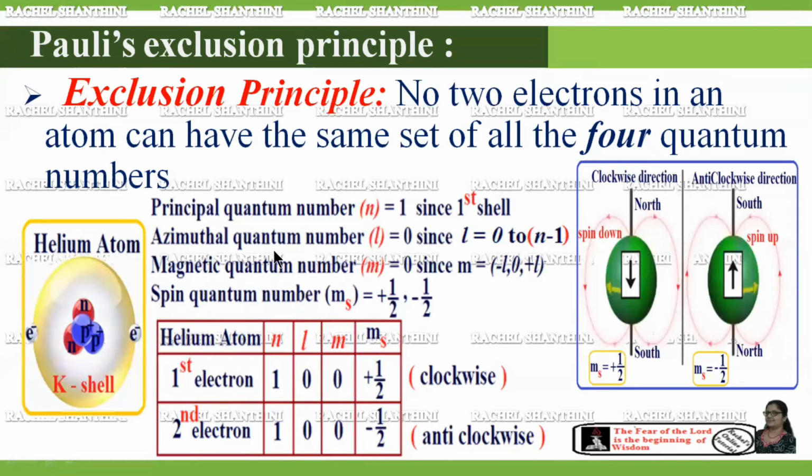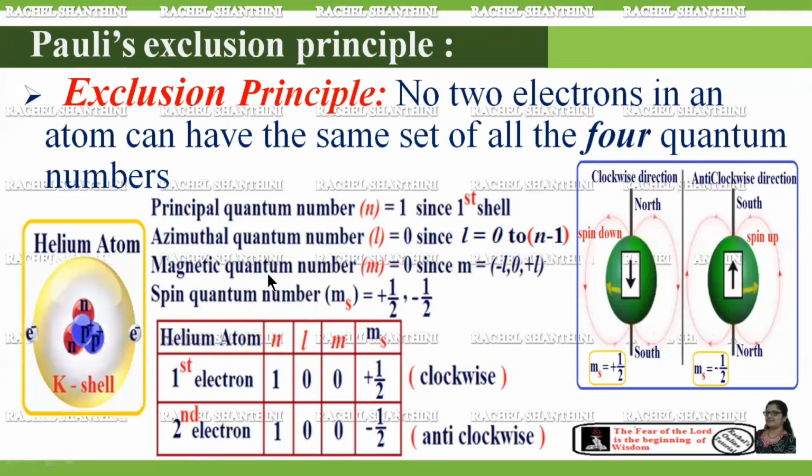Coming to the azimuthal quantum number l. The azimuthal quantum number l value ranges from 0 to n minus 1. In our case, what is the value of n? n equals 1. So 1 minus 1 is 0. So the value of l equals 0, which represents the suborbital s, which is spherical in shape. So the value of l for the first electron and the second electron, which are in the K shell, is 0.